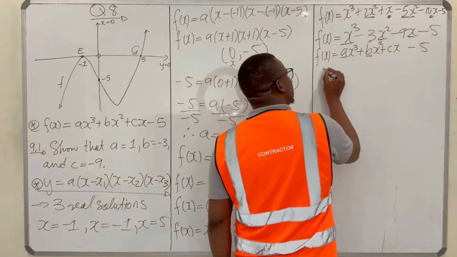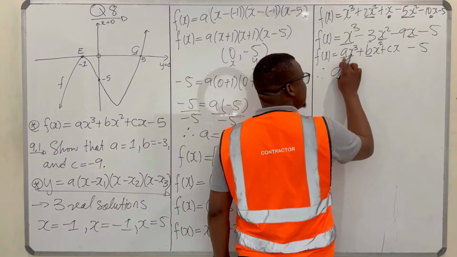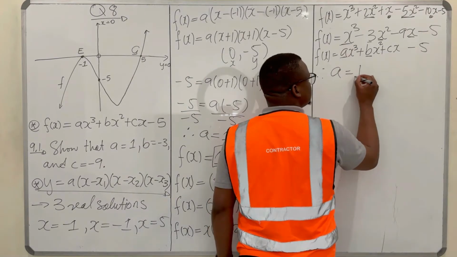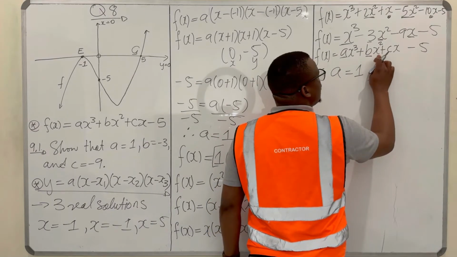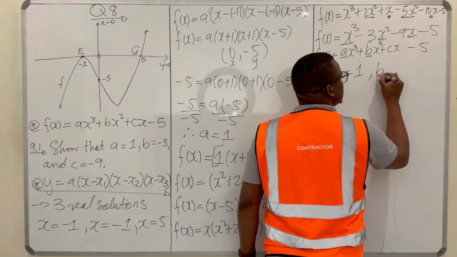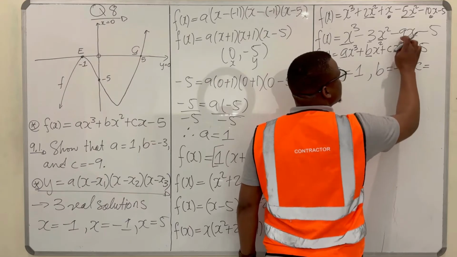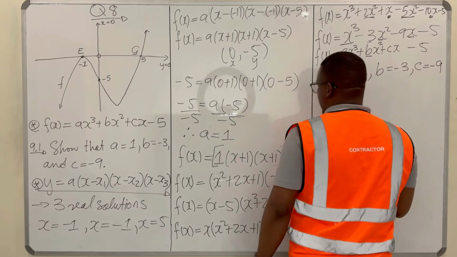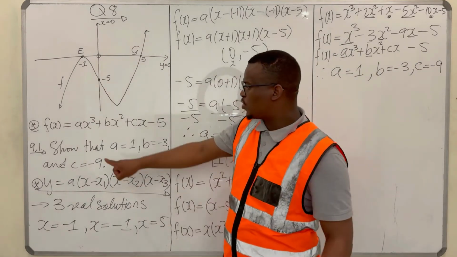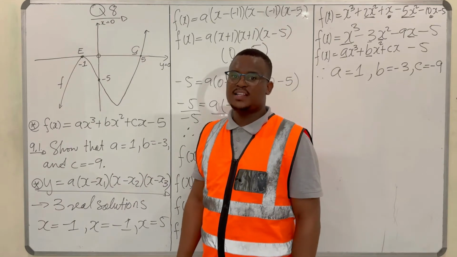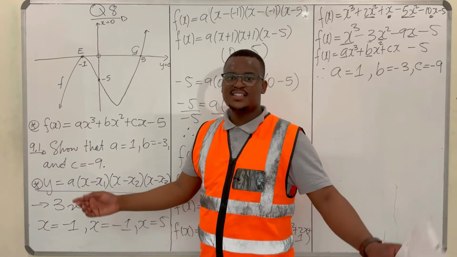Therefore, our a, the coefficient of x cubed, is 1. The b, the coefficient of x squared, is minus 3. And the c, the coefficient of x, is minus 9. This is consistent with what we're given, or with what they wanted us to show. So we've answered this question.